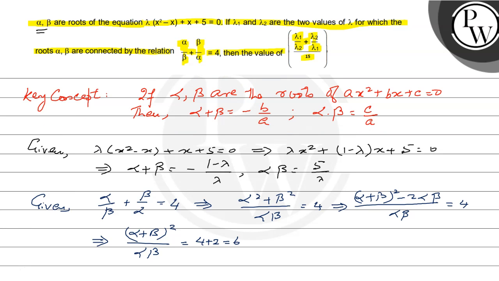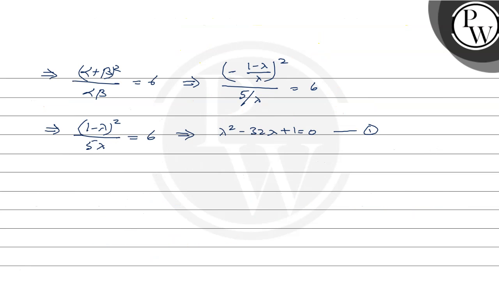Now it has been again given to us that lambda 1 and lambda 2 are the two values of lambda. So these values lambda 1 and lambda 2 we will get from here. So how we will get?